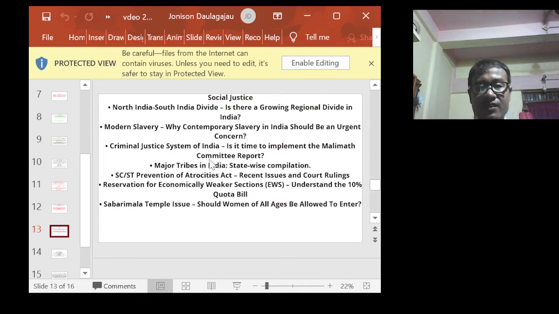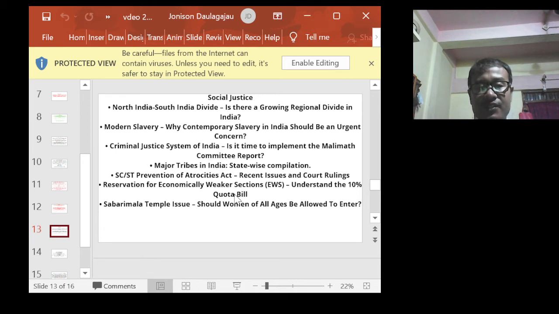Social justice: North Indian, South Indian divide. Is there a growing regional divide in India? Modern slavery, why contemporary slavery in India should be an urgent concern. Criminal justice system of India, is it time to implement the Malimath Committee report?